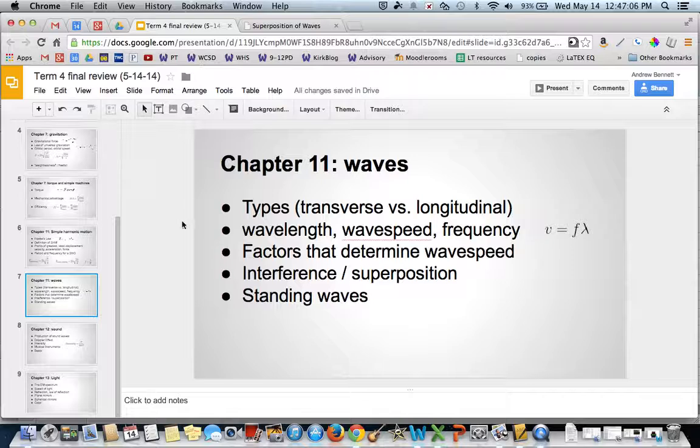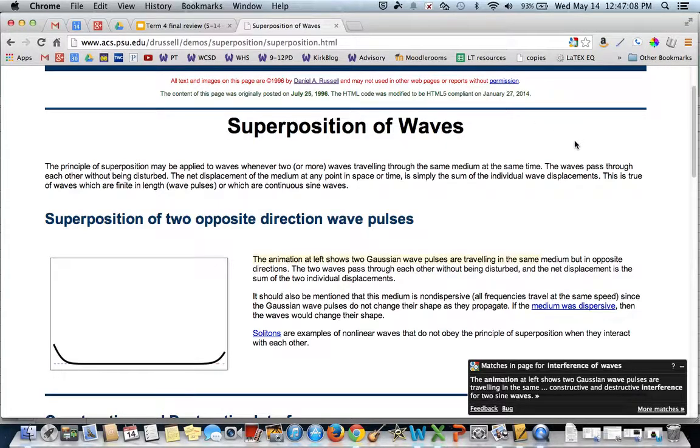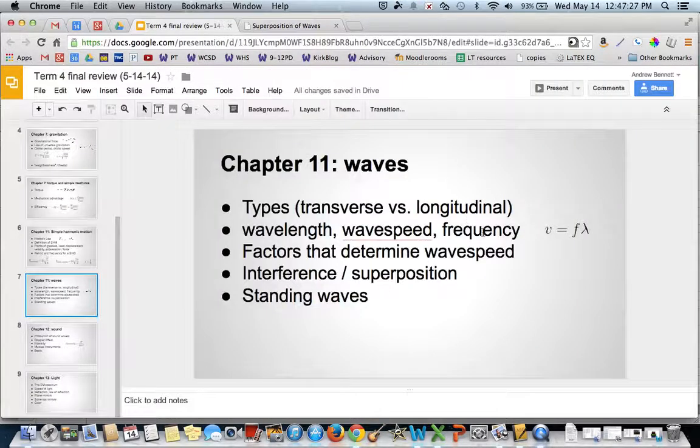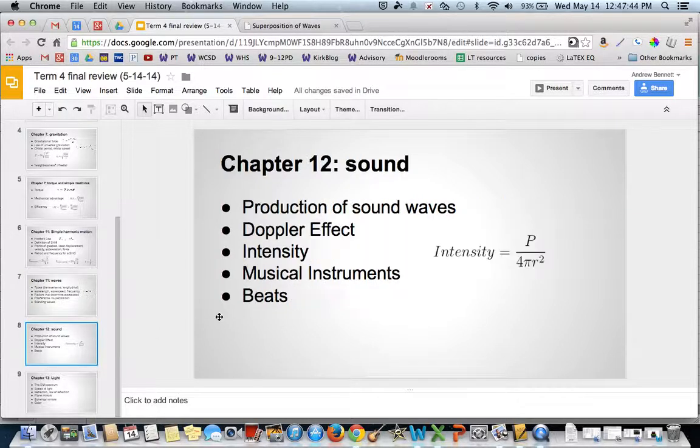The idea of interference and superposition. So that's when we have two waves that overlap each other, they add together to make a bigger wave, or if they're bumps in the opposite direction of each other, then they add together to make a smaller wave, but it's just an addition of the amplitude of the two waves that we use to determine how big those waves are. And standing waves. So you need to be able to recognize the shape of a standing wave, and figure out what the wavelength of a standing wave is in relationship to the length of the string or the tube that it occupies. That comes back up in sound, which is what Chapter 12 was about.